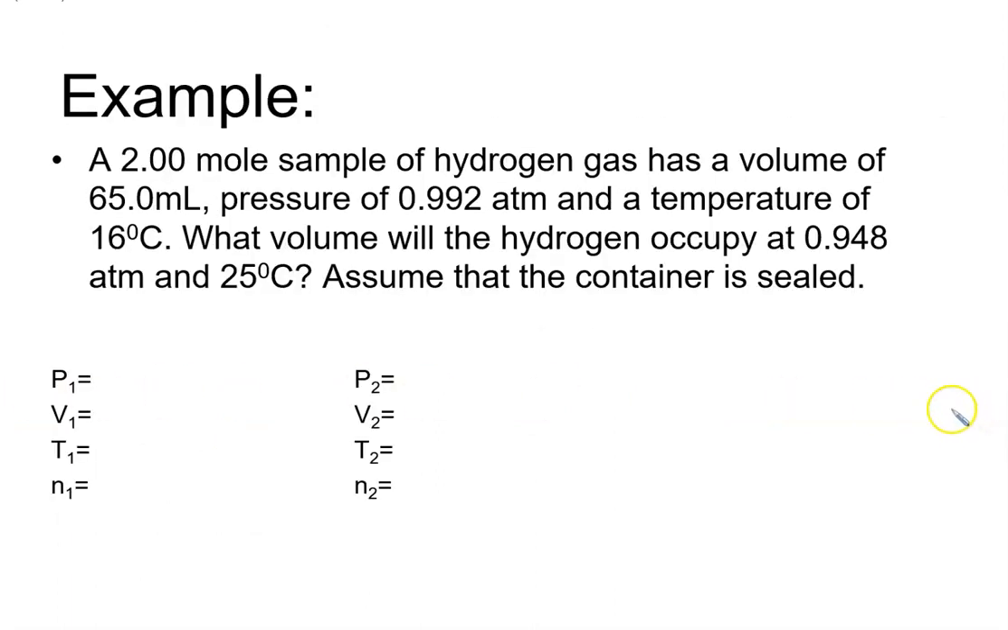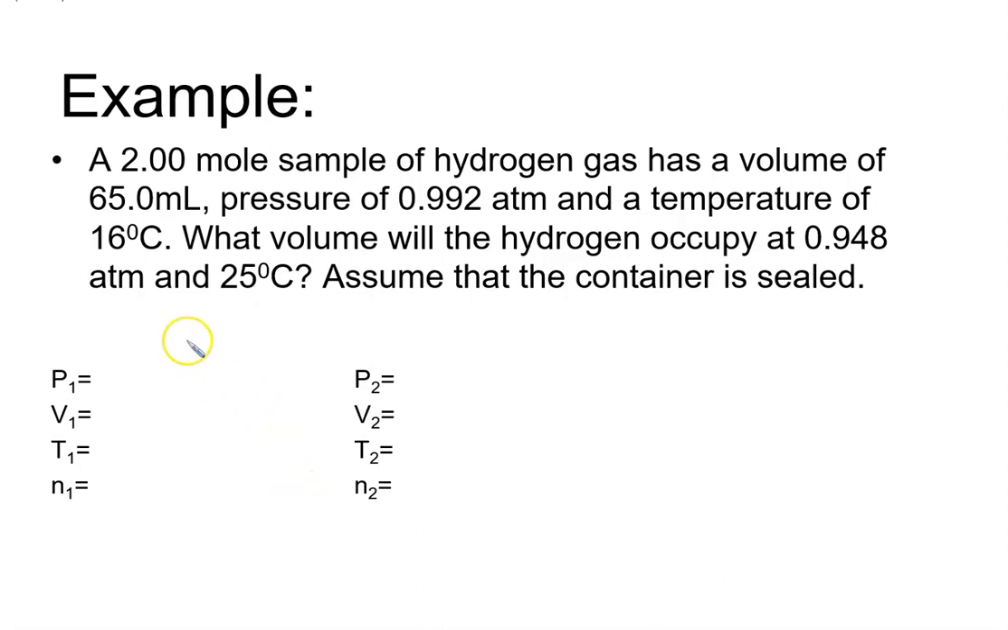All right. So it says we have a 2-mole sample of hydrogen gas has a volume of 65 milliliters, a pressure of 0.992 atmospheres, and a temperature of 16 degrees. What volume will the hydrogen occupy? So if you can see, we're going to be decreasing the pressure here, and we're actually increasing the temperature. So we're changing more than one variable. You always use the combined gas law if you're making more than one change to the gas.